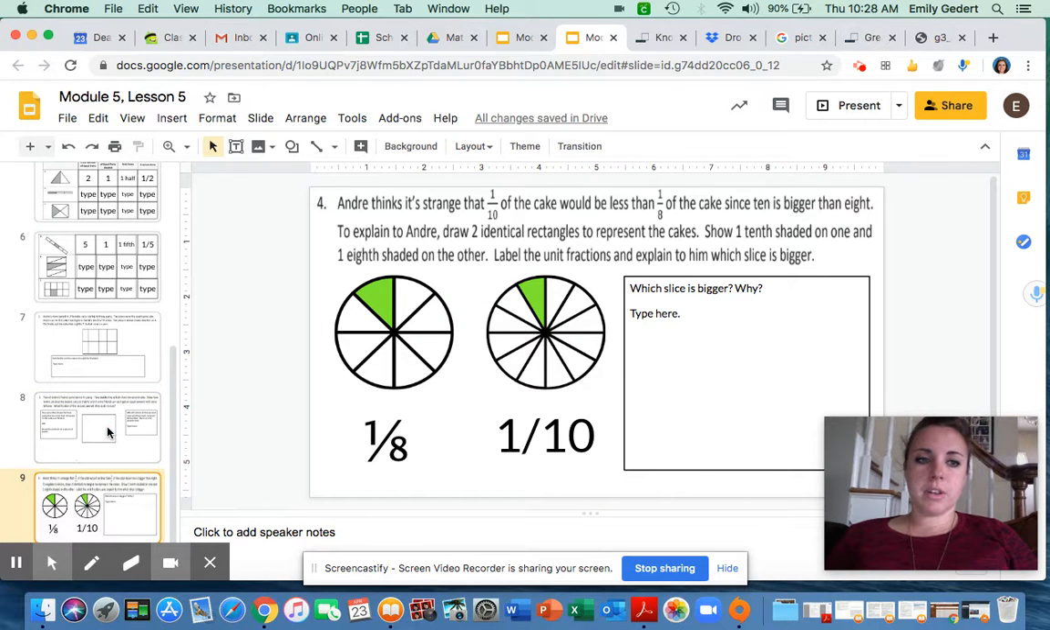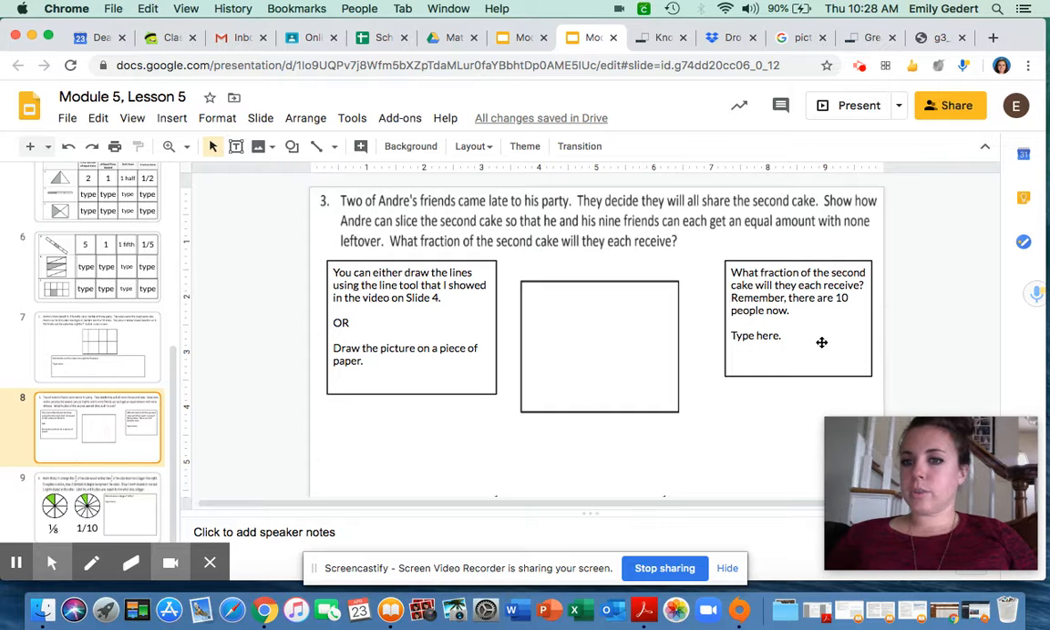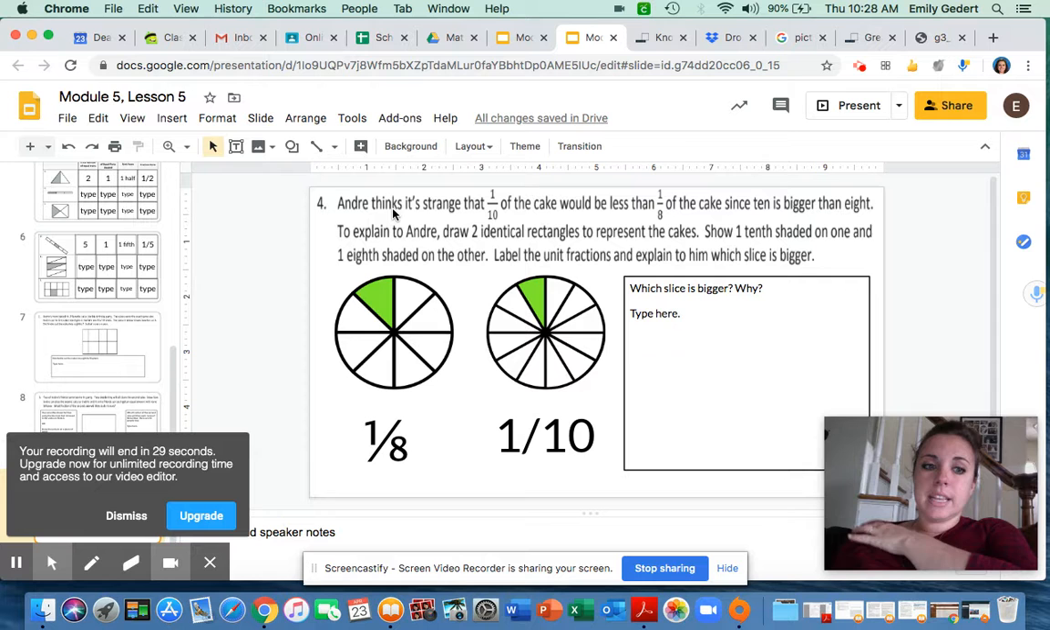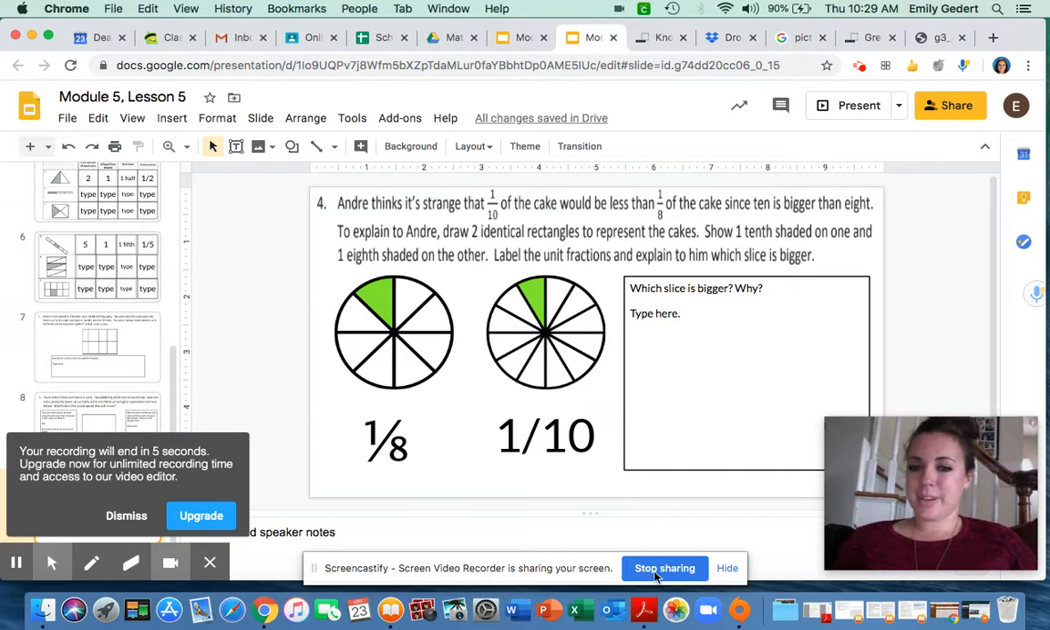Oh, and don't forget on number 3 to answer this question over here. And I gave you that reminder that there are now 10 people. And for number 9, Andre thinks it's strange that 1/10 of the cake is less than 1/8 because 10 is bigger than 8. This is a big mistake that 3rd graders make. So I showed you what 1/8 looks like and what 1/10 looks like. And you need to just answer the question over here. Which slice is bigger and why? So look at that green part. Which green part is bigger? Don't think about the numbers. Look at the picture. Let me know if you have any questions.